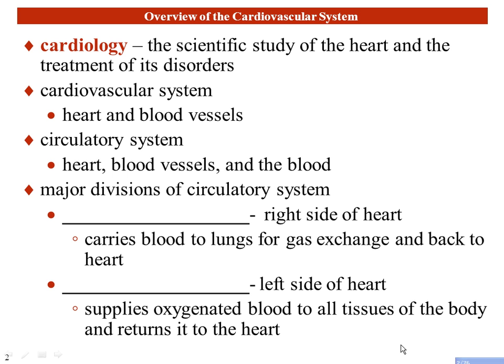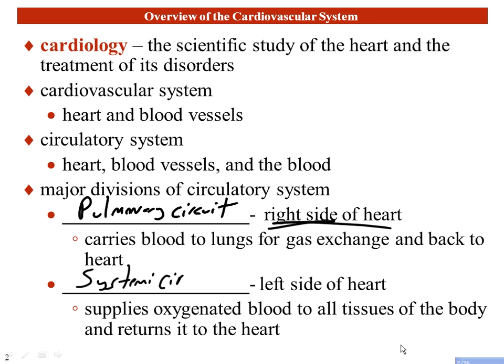Now the heart pumps blood through two circuits. Okay, the first circuit is the pulmonary circuit, which is blood making its way through the lungs to drop off CO2 and to pick up oxygen. The right side of the heart is responsible for pumping blood into the pulmonary circuit. And then we also have the systemic circuit, which is responsible for pumping blood to all the other cells of the body.